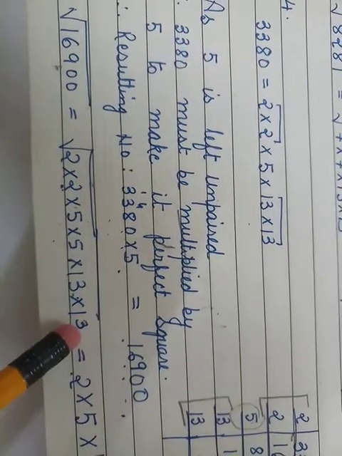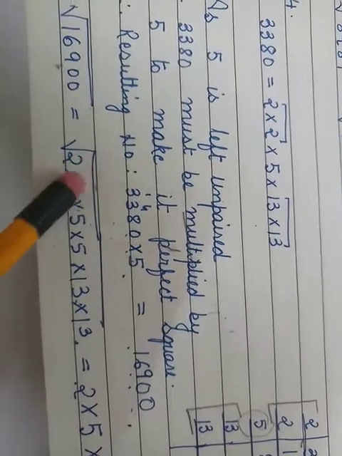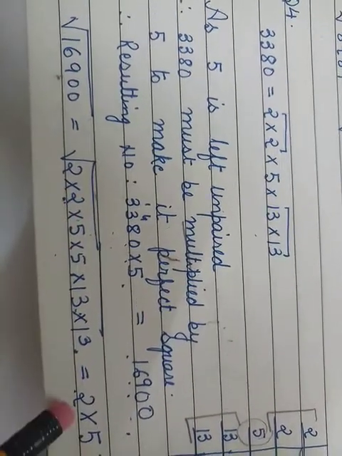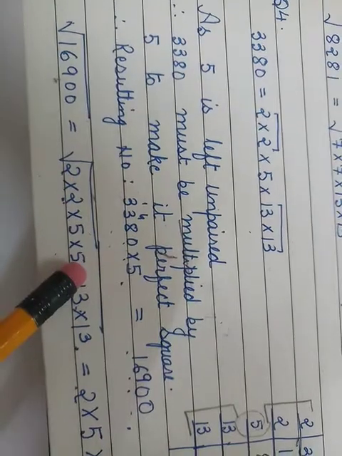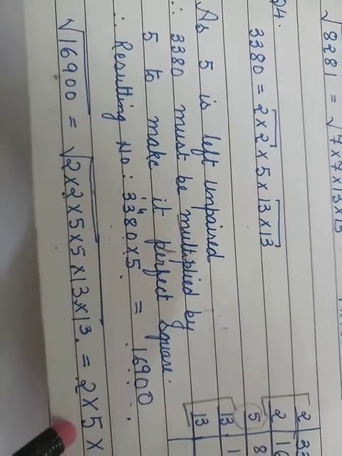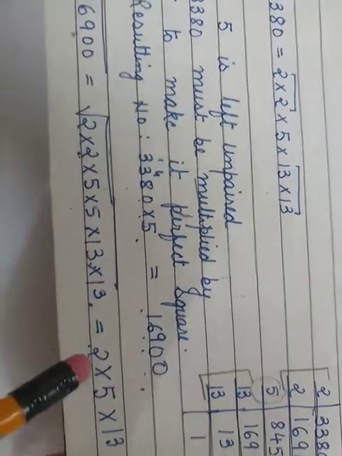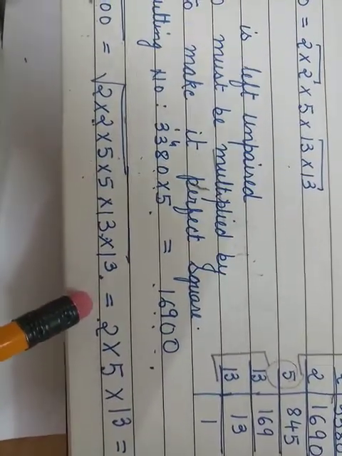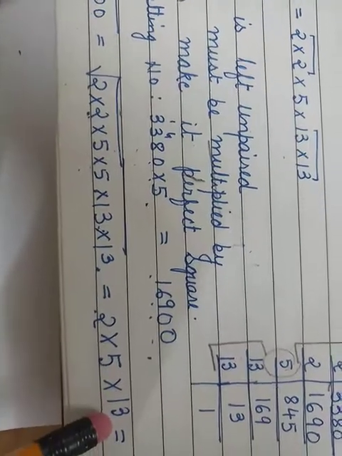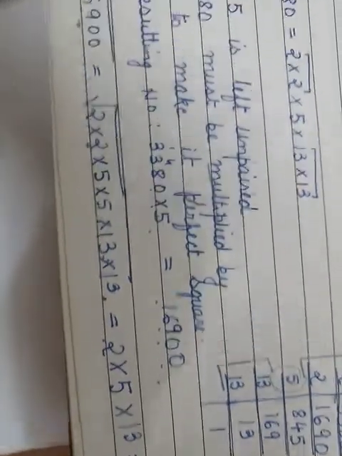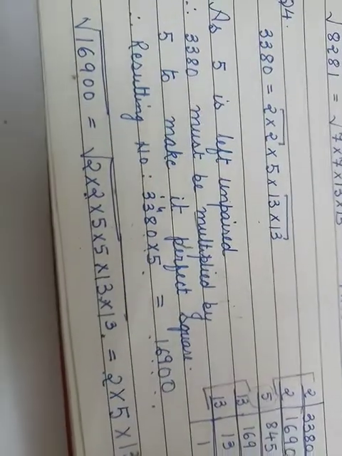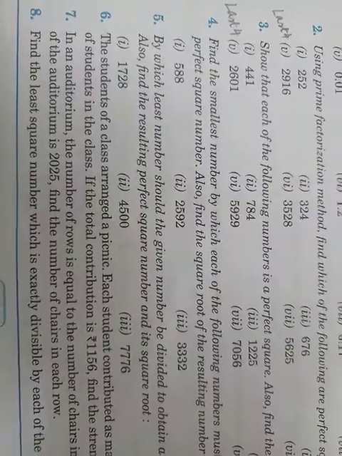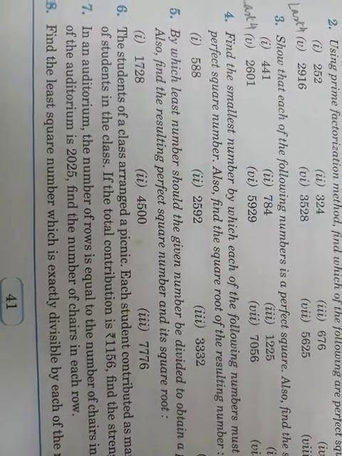Square root means the power is to be halved. So power 2 becomes half, that is 2 to the power 1. Out of this pair we'll take 1, and out of this pair of 13 we'll also take 13. So what is the product? 5 into 2 is 10, into 13, that is 130. So the square root of 16,900 is 130. Then I discuss question number 5.